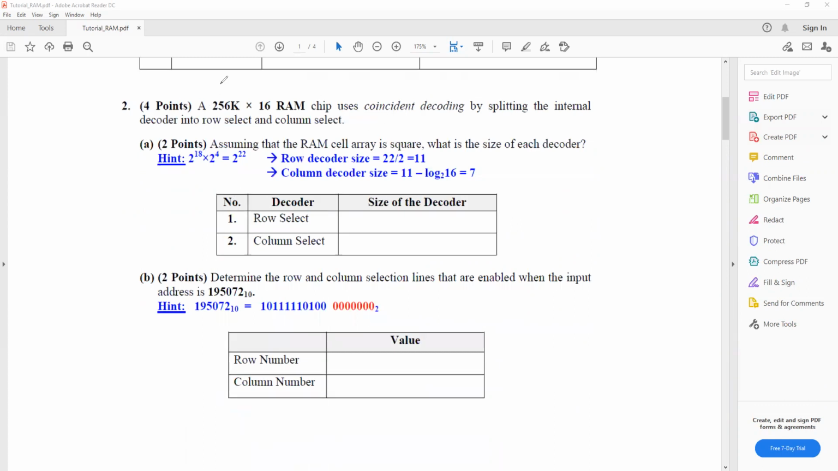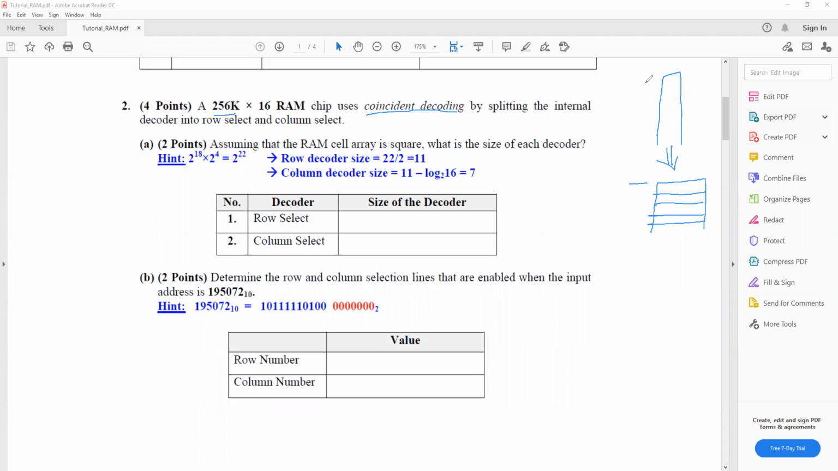طيب, question 2. We have a 256K by 16 memory RAM that uses coincident decoding. قلنا coincident decoding انه instead of having a memory that looks like this, we will transfer the structure and make a different organization to make the memory يعني as square as possible. بهذا الشكل. It's gonna be the same size in terms of words. It's gonna be the same size in terms of bits per word. ولكن the organization is different.